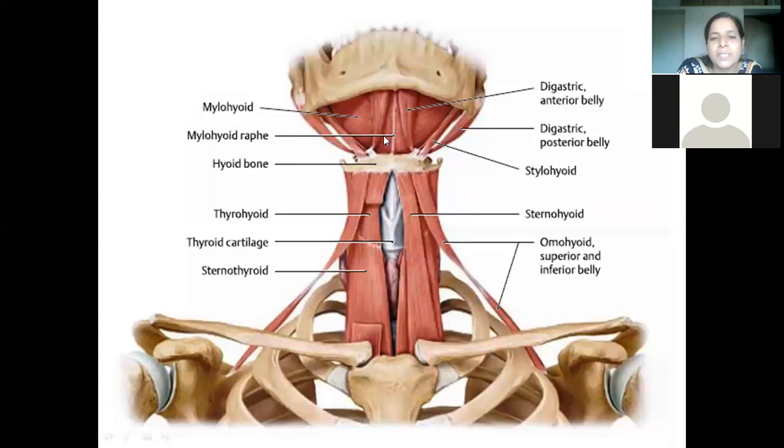Above, suprahyoid muscles are these muscles, infrahyoid muscles are these muscles. Below the hyoid, you call them infrahyoid. Above the hyoid, we call them suprahyoid muscles. So what are the muscles we see?